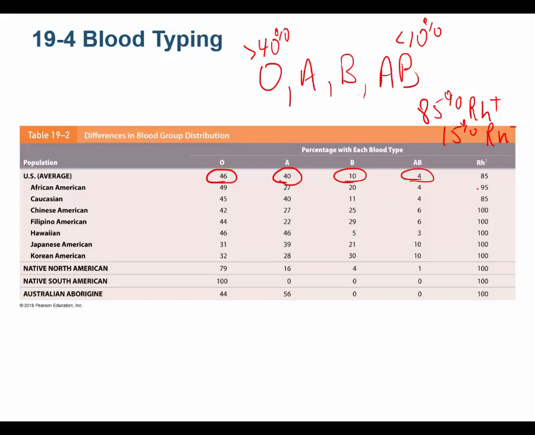All right, now 85% of the people are Rh positive. 15% are Rh negative. I'm not going to have you memorize subcategories among ethnic groups at all. I'm just giving you the U.S. average.